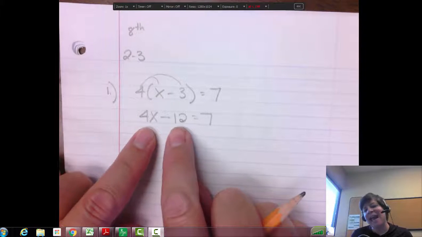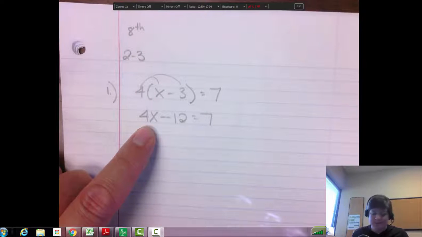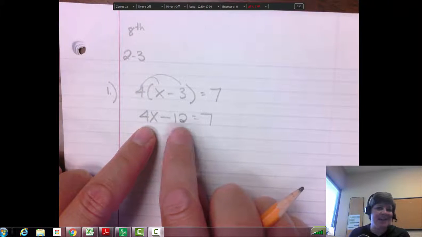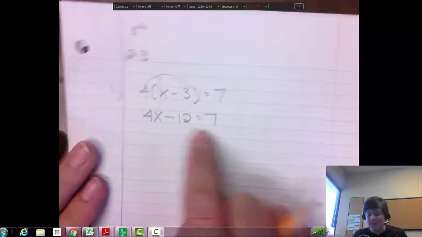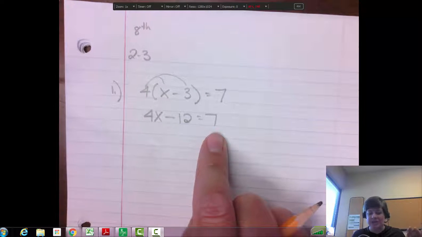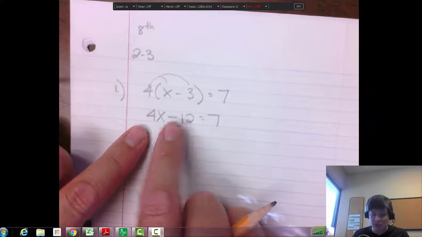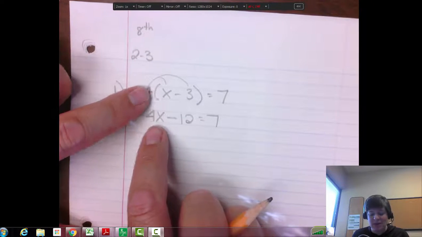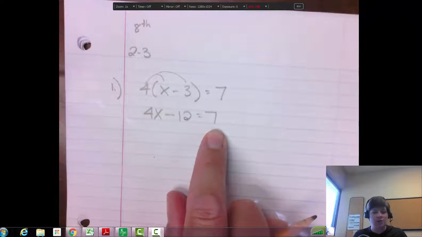So I distribute it on the left. Then I look, can I add any like terms to make the left side any more reduced? No, because I can't add an x and a number. So this is as reduced as the left side will go. And obviously the right side doesn't have any reducing because it's a number, 7. So from here, I always have to do what's away from the letter first, so I'm going to add the 12 over to the 7 first.